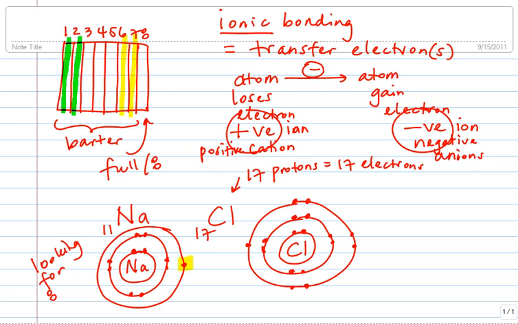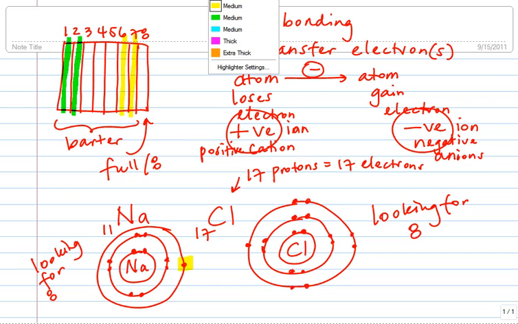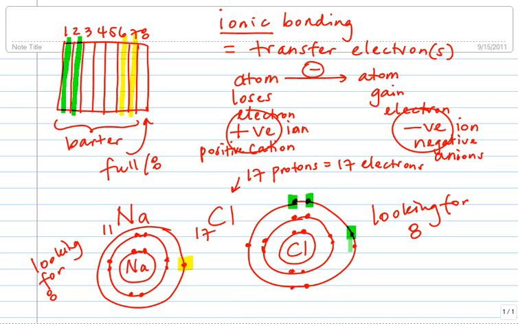So chlorine, too, is very unhappy. It too is looking for 8 electrons in whichever shell is being used last. And so it has a choice. It can either get rid of 1, 2, 3, 4, 5, 6, 7 and find some poor atom to take all 7, but that's not so likely to happen. And so instead, it'll probably try to gain 1 more electron. And so this is a match made in heaven.